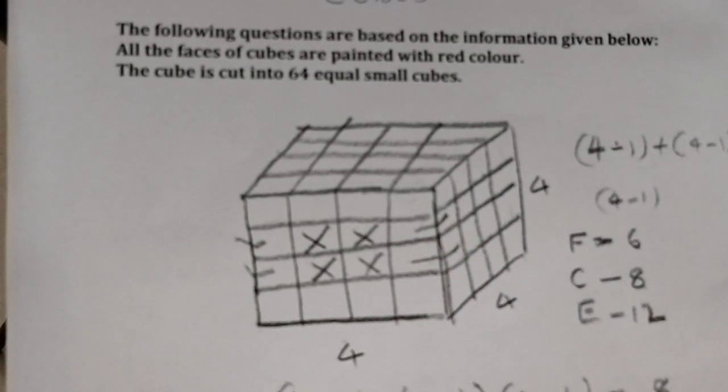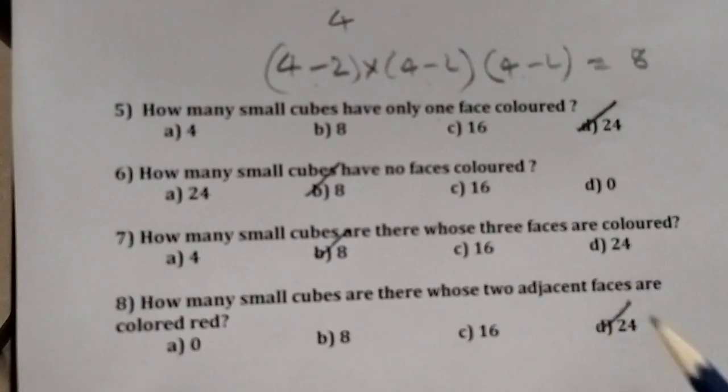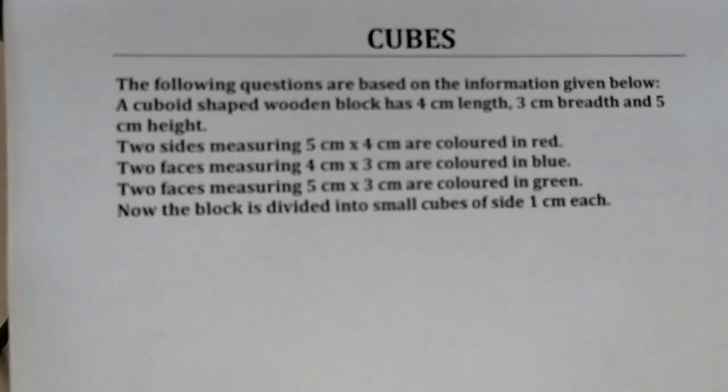So that means in each edge there are two small cubes having two face colors, but the total number of edges is 12. Now 12 into 2 is 24. So 24 small cubes have two face colors. Okay, this is the solution for these four questions. Similarly, we have another model, that is the cuboid model. So this is the question.